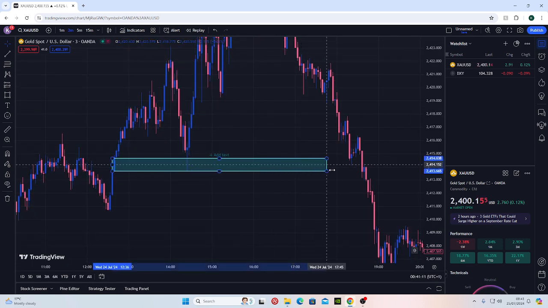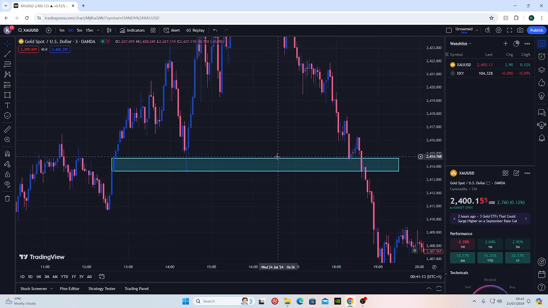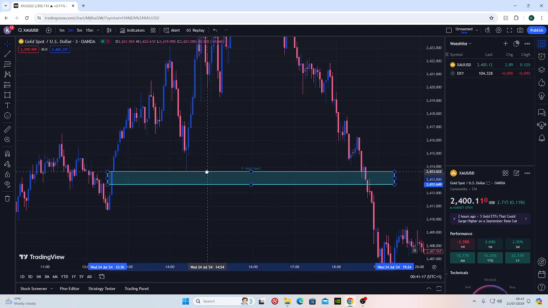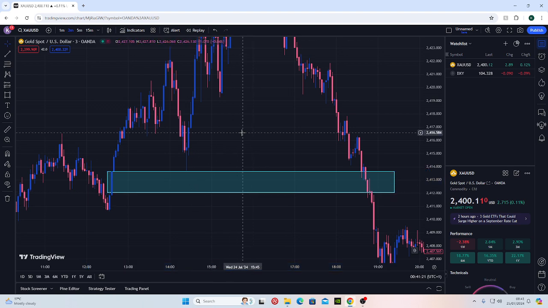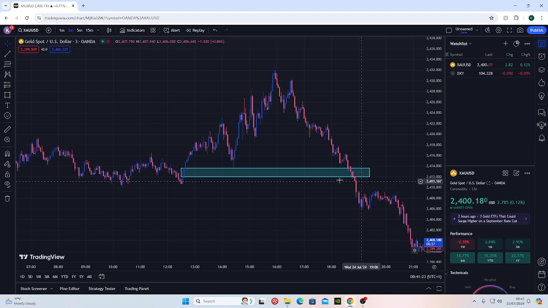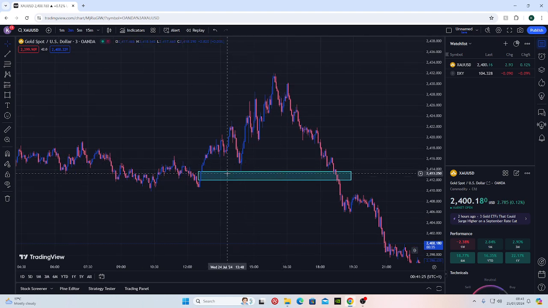Now if we drag it all the way across, so now this one's been filled, now we're going to regard the next one. So that's my next fair value gap, sorry. I was waiting for price to come back into this area before I took a trade, so I didn't buy off this area.